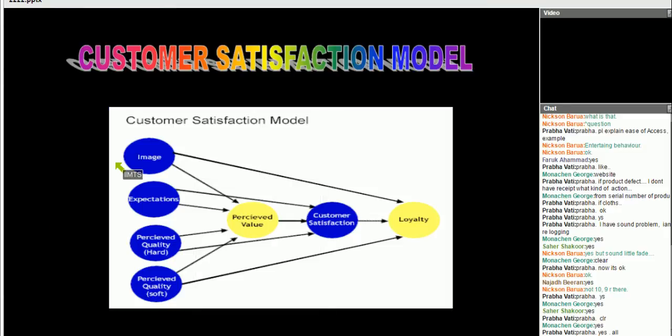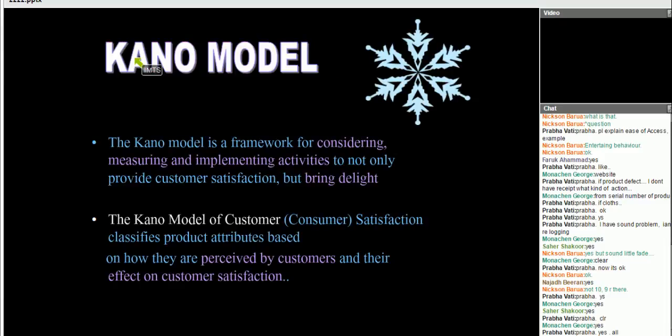Let's proceed. So this is the customer satisfaction model. First of all, you can see that there are 4 pillars. First is the image, then expectation, customer expectation from the product, the perceived quality, hard and soft. All these 4 lead to perceived value. Right? If they get this perceived value, the customer satisfaction is achieved, and they will be the loyal customers. They will come back to the organization, to you again for either the service or buying your product.